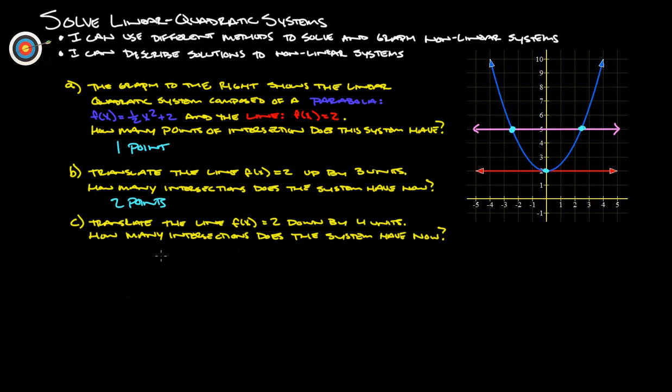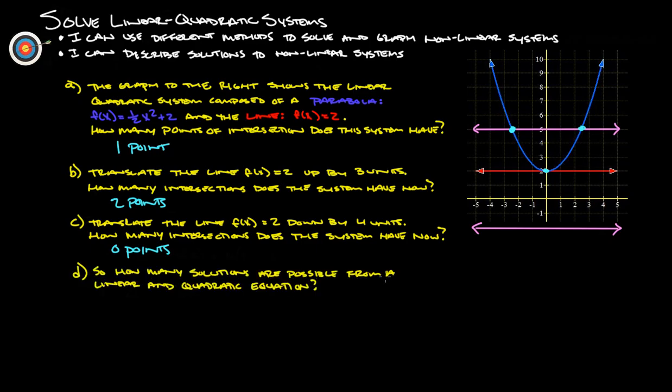And then last part here is if we translate this line down by 4 units, so this original red line, we move it down by 4 units, how many points of intersection do we have now? Okay, so here's the original graph, went down 4 units. Hopefully you can tell now that it does not hit this blue line at all, so that's going to be 0 points or no points. Okay, so a general question, how many solutions are possible from a linear and a quadratic equation? 0, 1, or 2 points.